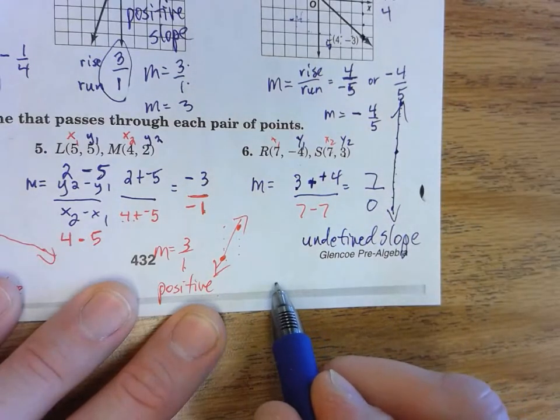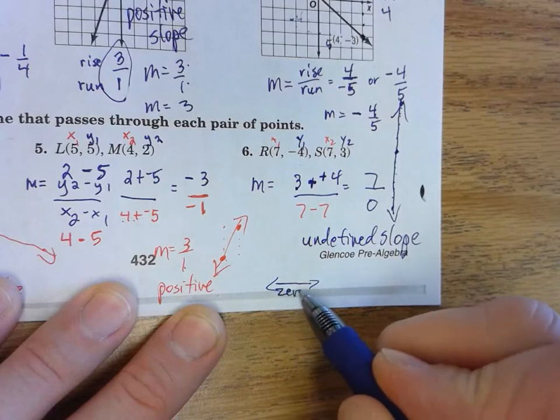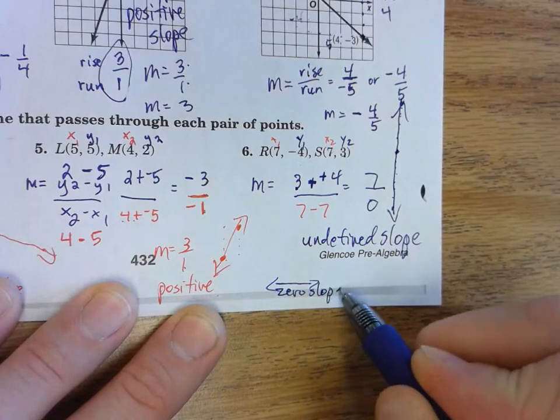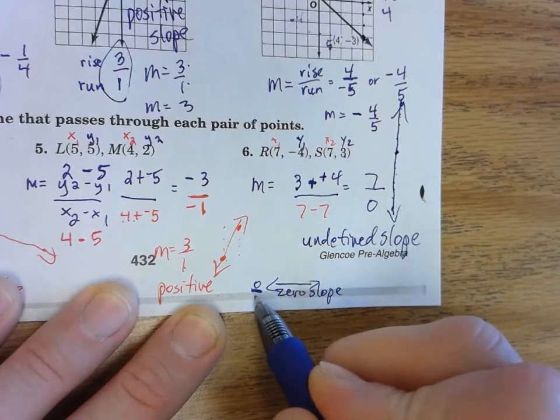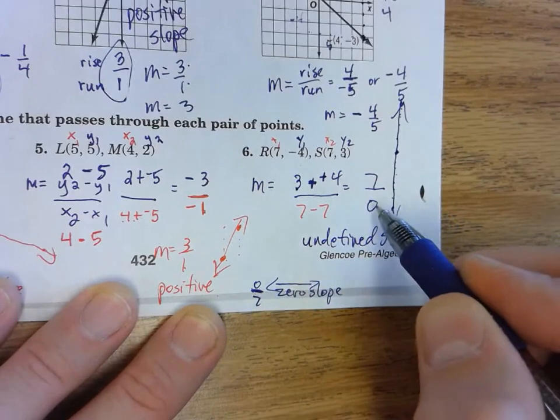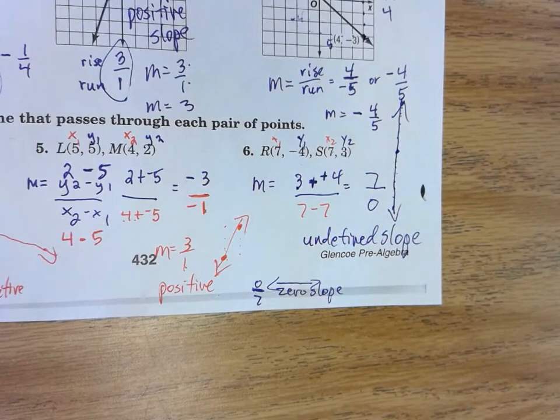If you get one that's horizontal like that, that is called zero slope. And it will have the 0 on top. Instead of being 7 over 0, it would be like 0 over 7. So it depends on where the 0 is. If the 0 is in the bottom, it's undefined. If the 0 is in the top, it's zero slope.